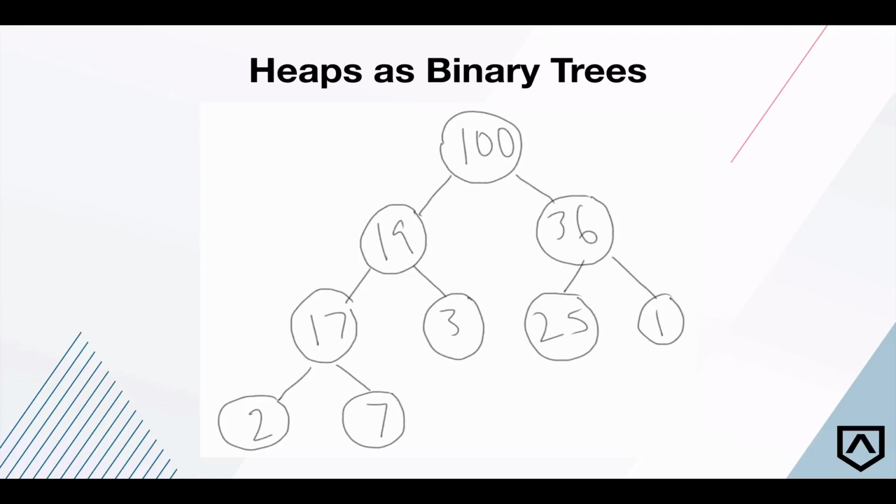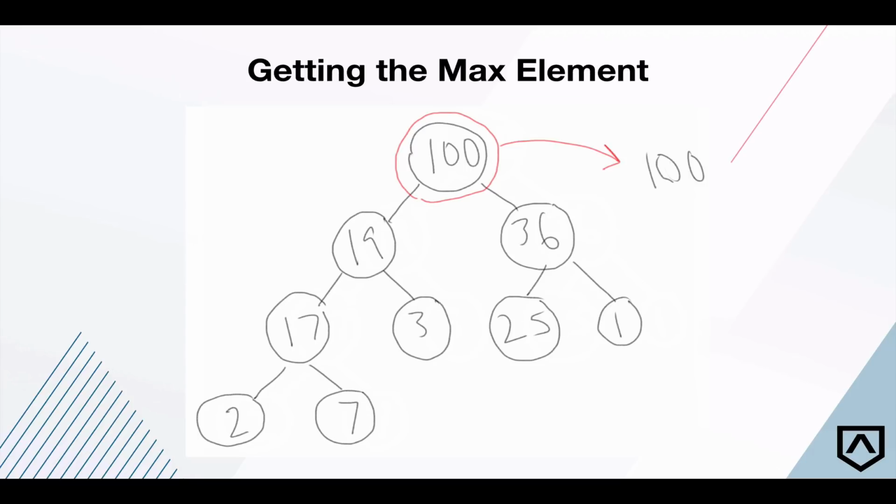Because we have access to the root of the tree, it's really easy to get the max element. We can just return a reference to the root of the tree, and that will be us getting our max element. That happens in constant time because we have direct access to the root of our tree.